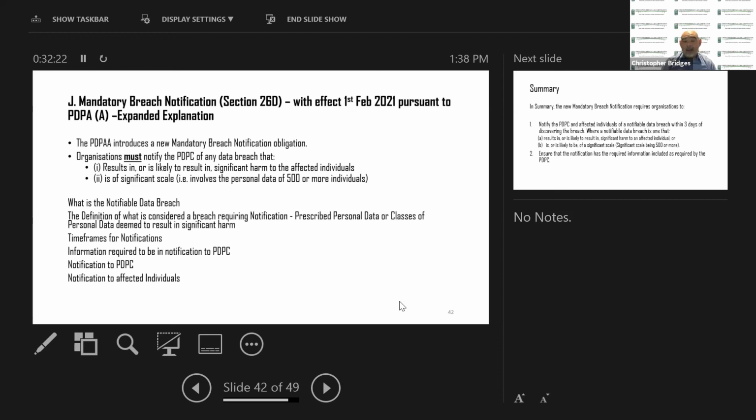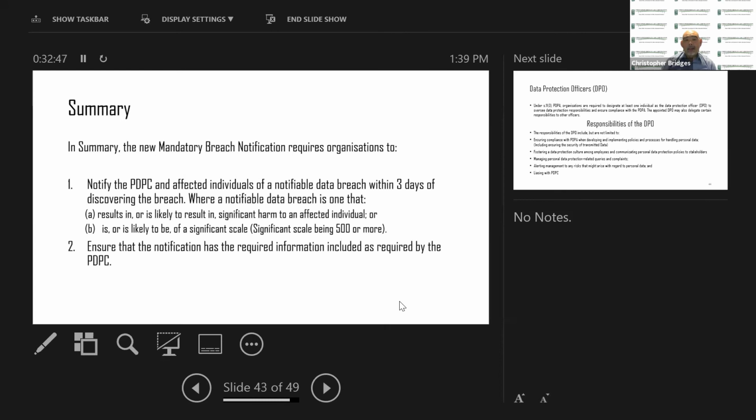So you see at the bottom of the slide, what is a notifiable data breach? The definition of what is considered a breach requiring notification, time frames for notification, the information to be included in the notification, how you notify the PDPC, and how you notify the affected individuals whose data has been compromised. So in summary, the new mandatory breach notification requires, as I've stated, notification within 3 days of discovery of the breach, where it's a notifiable data breach, and ensuring that the notification includes the requisite information required by the PDPA.